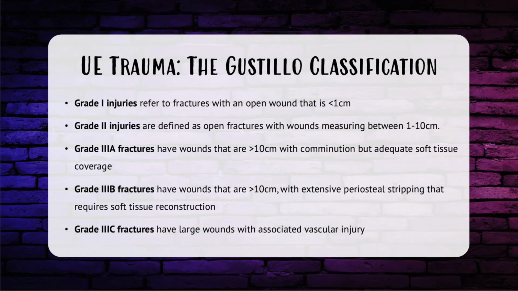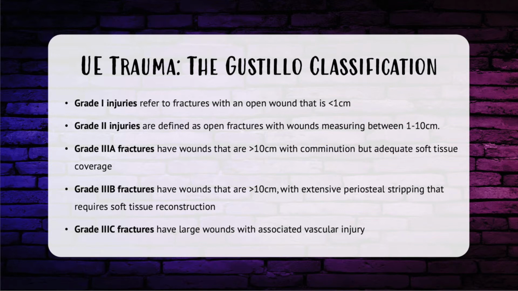All right, let's move on to trauma. And let's talk about the Gustilo classification. Just like in lower extremity trauma, the Gustilo classification is applied to upper extremity trauma. So let's review that. Grade 1 injuries refer to fractures that are open but less than 1 centimeter. Grade 2 injuries are defined as open fractures with wounds measuring between 1 to 10 centimeters. Grade 3 fractures are then classified as A, B, and C.